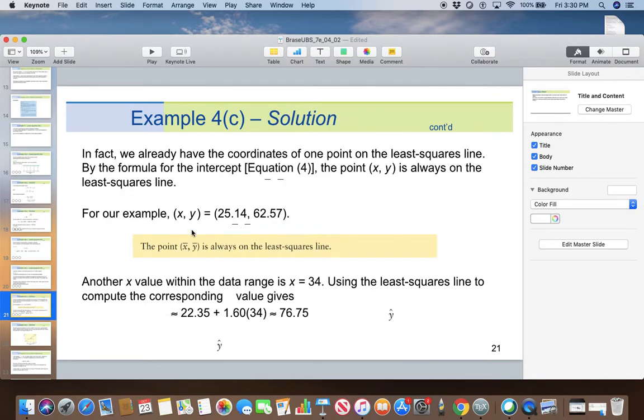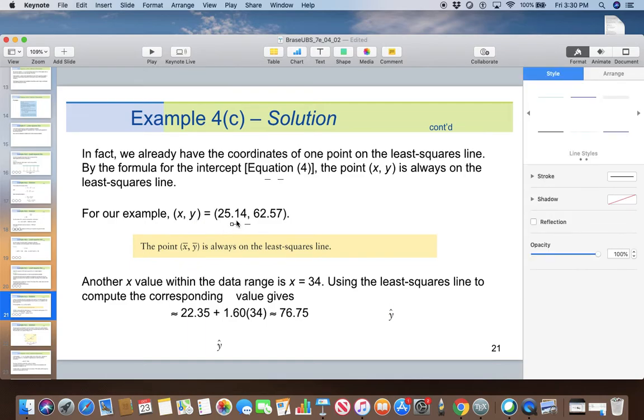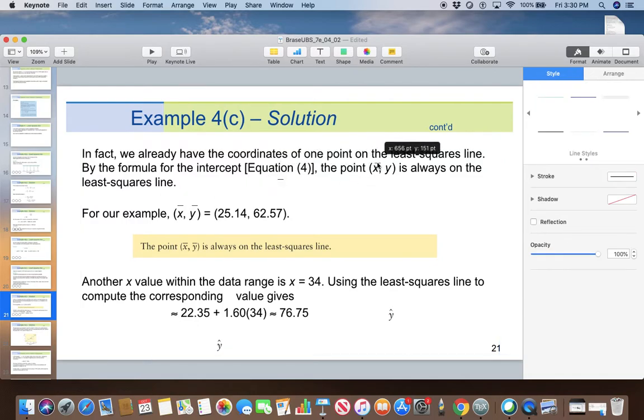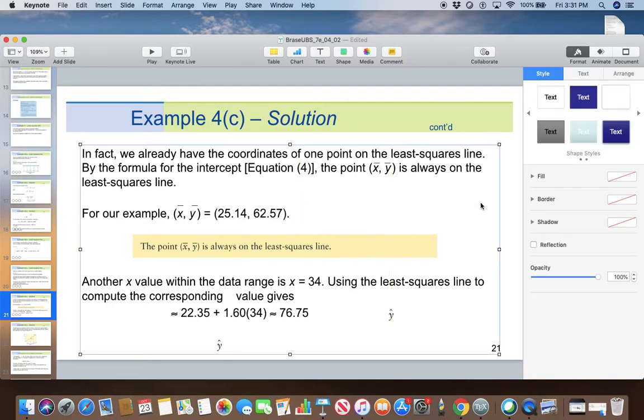What are they saying? Choose some x and y. In our case, by the way, this is x bar, this is y bar. So we already have the coordinates of x bar, y bar on the least squares line. The mean of x's and the mean of y's is already on your line.